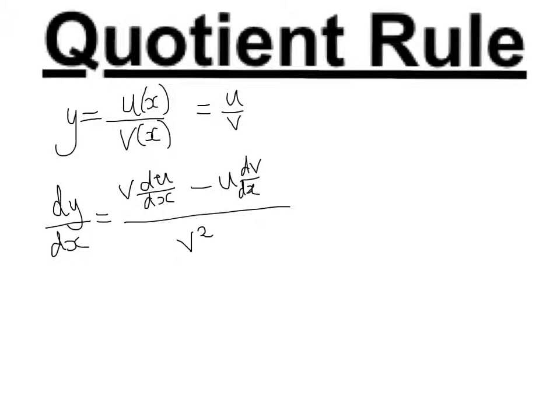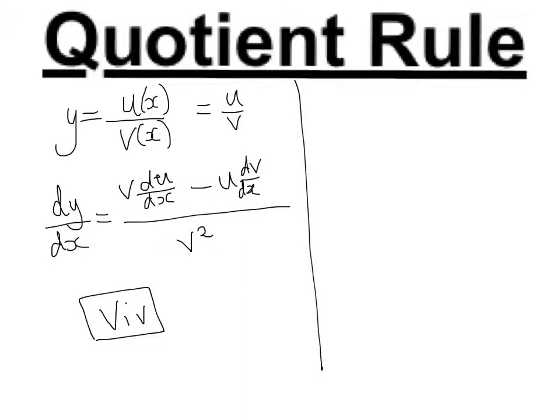The way I remember this is I used to have a maths teacher at A-level called Viv, and she said that Viv always goes first, v goes first, v for victory, v for Viv. So v times du by dx, subtract u times the differential of v all over v squared.